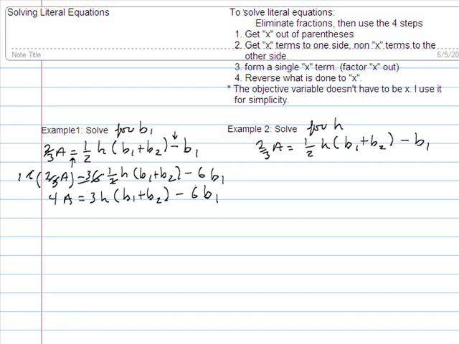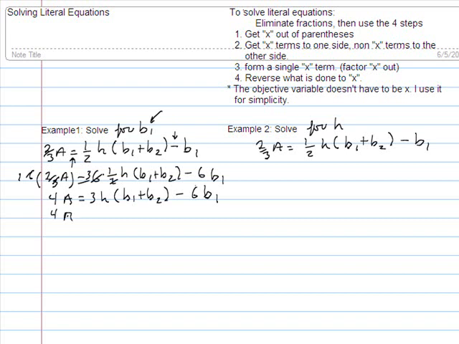Okay. Once we get rid of the fractions, and we've gotten rid of the fractions here, we go into our 4 steps. The first step says get x. Now, x in this case is not the objective variable. All I mean when I say x is the objective variable, and I use x for simplicity. Our objective variable is b1, not x. So we want to say get b1 out of the parentheses, out of the grouping symbols. Well, b1 is in a grouping symbol right here, so we have to do that step.